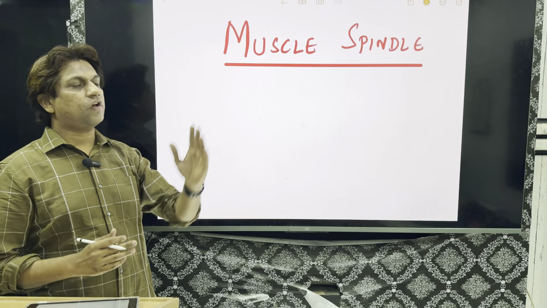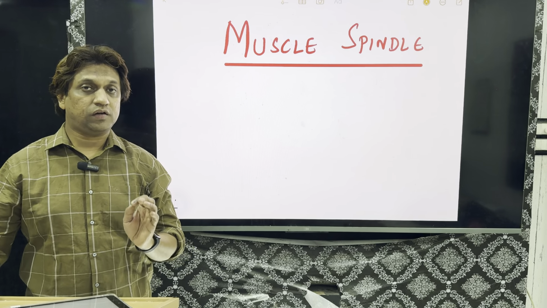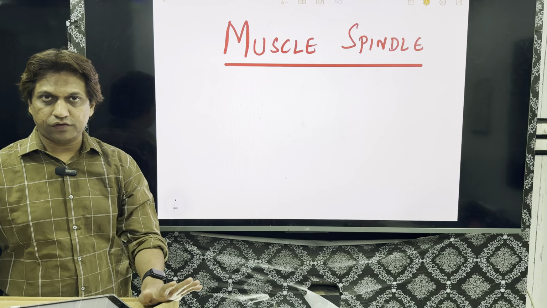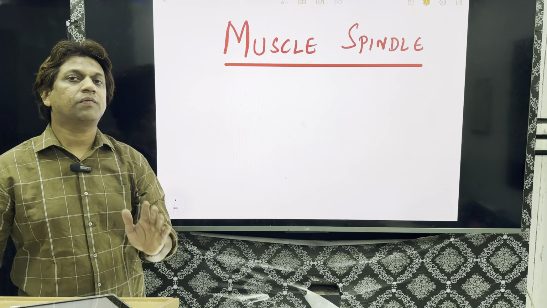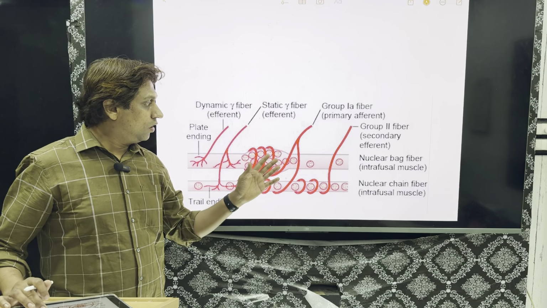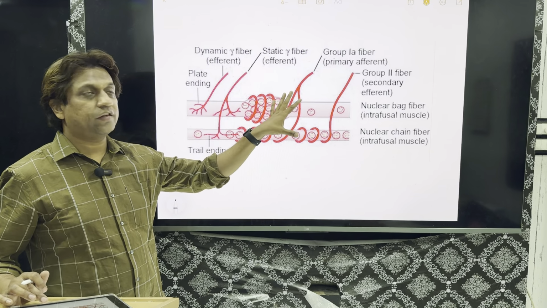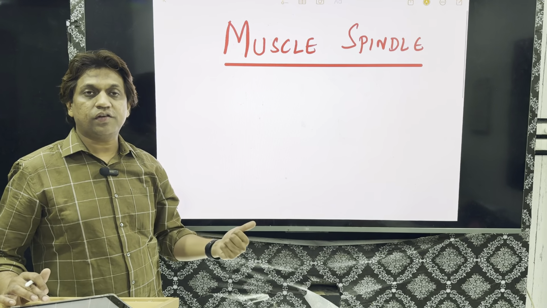Today we are going to discuss muscle spindle. It is very important in the subject physiology, in the section of the nervous system. Many times in theory exams it has been asked as a 3 marks question: Draw a neat and labeled diagram of muscle spindle. So we are going to discuss the muscle spindle today.